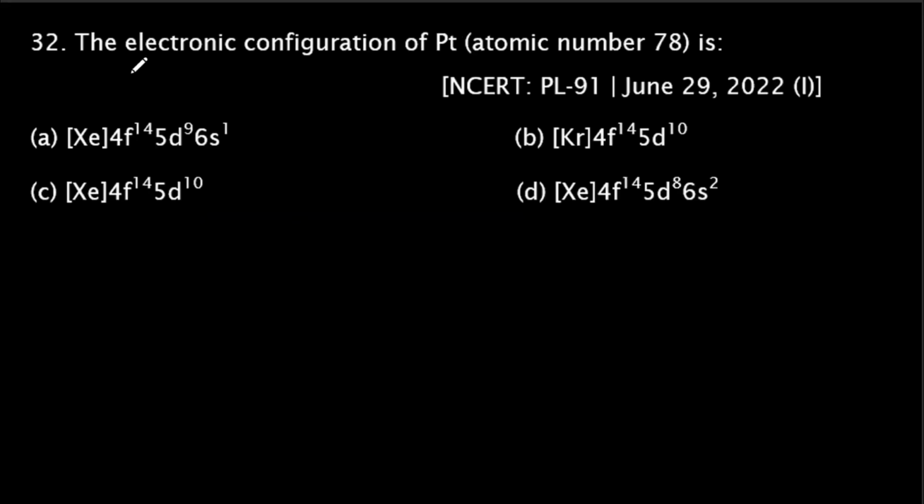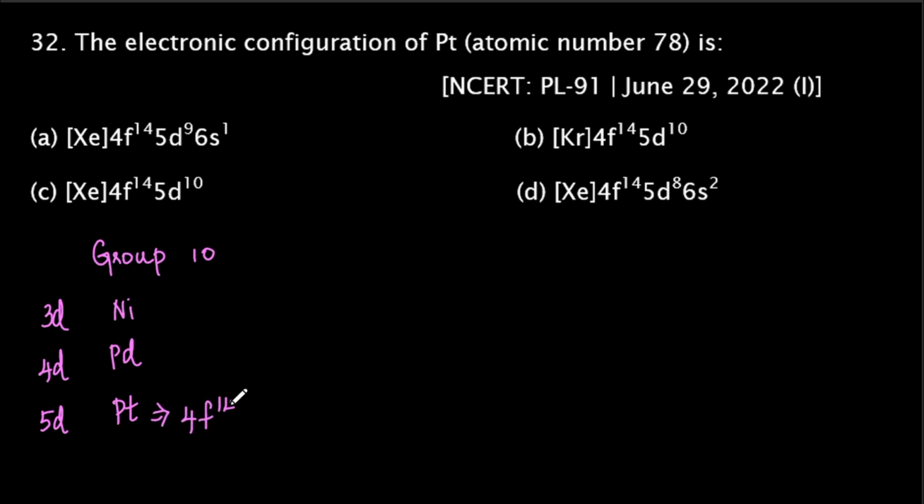The next question is: the electronic configuration of platinum is. So platinum belongs to group 10. In group 10, the elements present are nickel, palladium, platinum. So nickel is a 3d series element, palladium is 4d series, and platinum is 5d series. And for platinum, you have a fully filled 4f orbital also. So 4f14 is there. The electronic configuration of nickel is 3d8 4s2. The electronic configuration of palladium is 4d8 5s2.